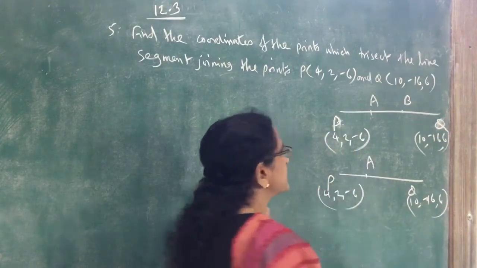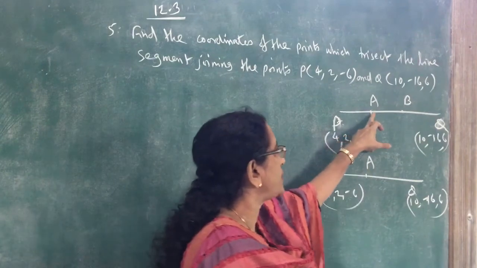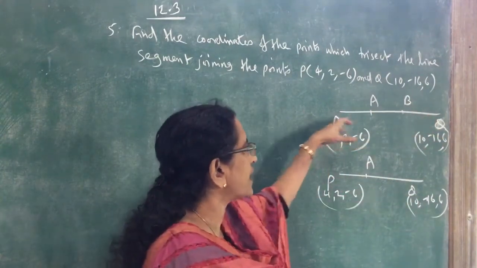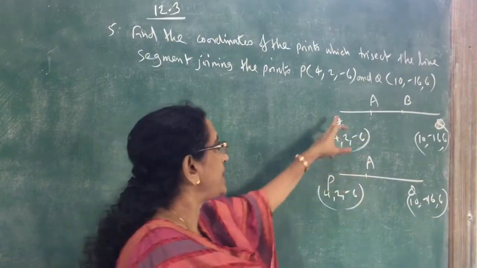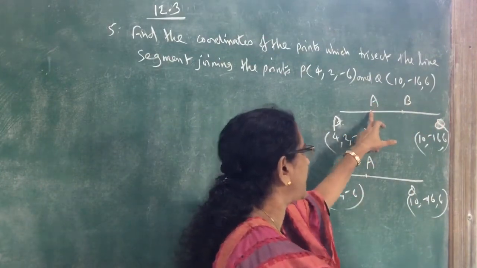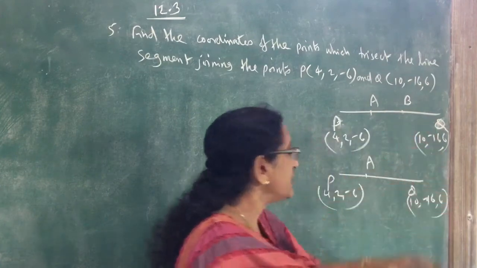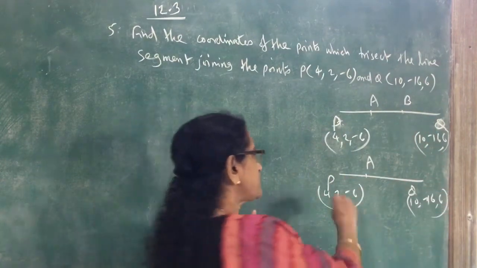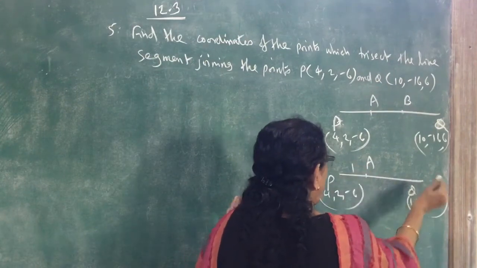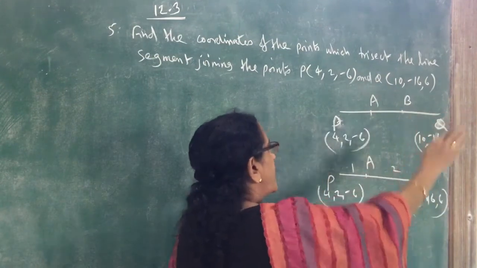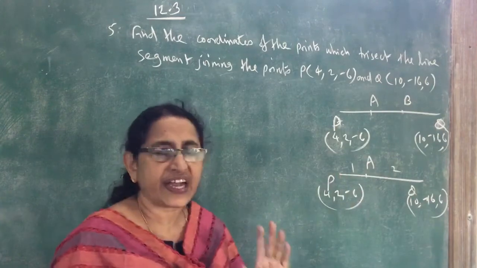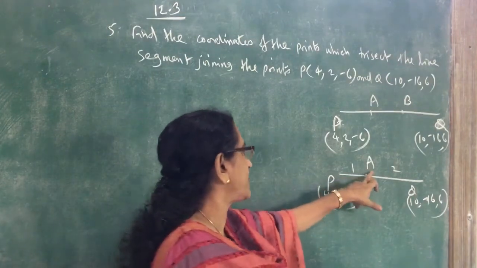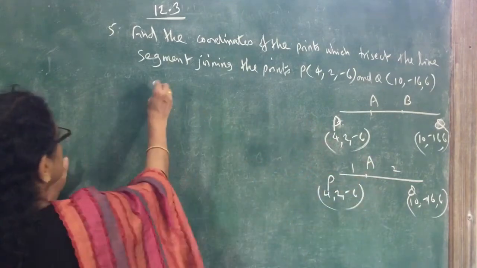So when we consider A, PA equals AB equals BQ. Here there are three equal parts. So PA is one equal part and AQ is two equal parts. So that means A divides PQ in the ratio 1:2. This part is only 1, here there are two equal parts. So A divides PQ in the ratio 1:2. Now we can find the coordinates of A.